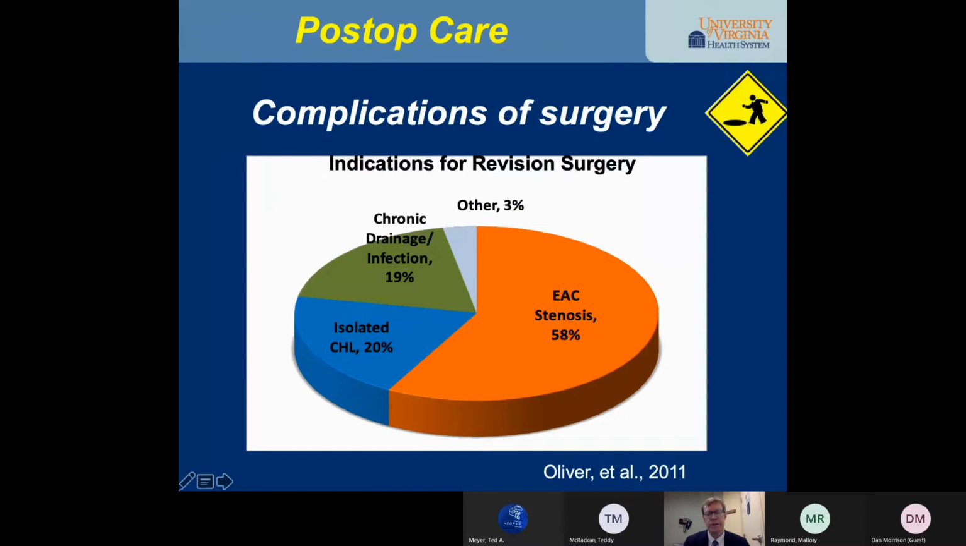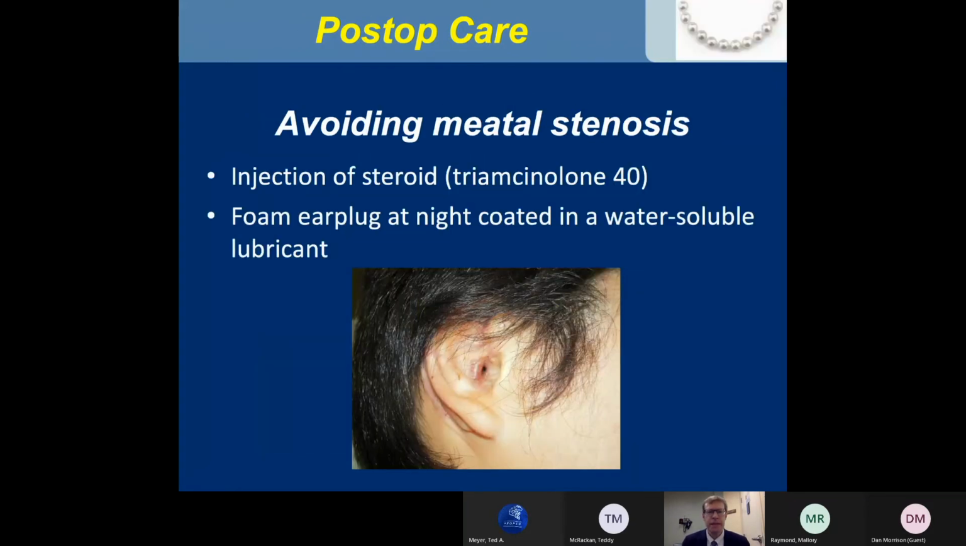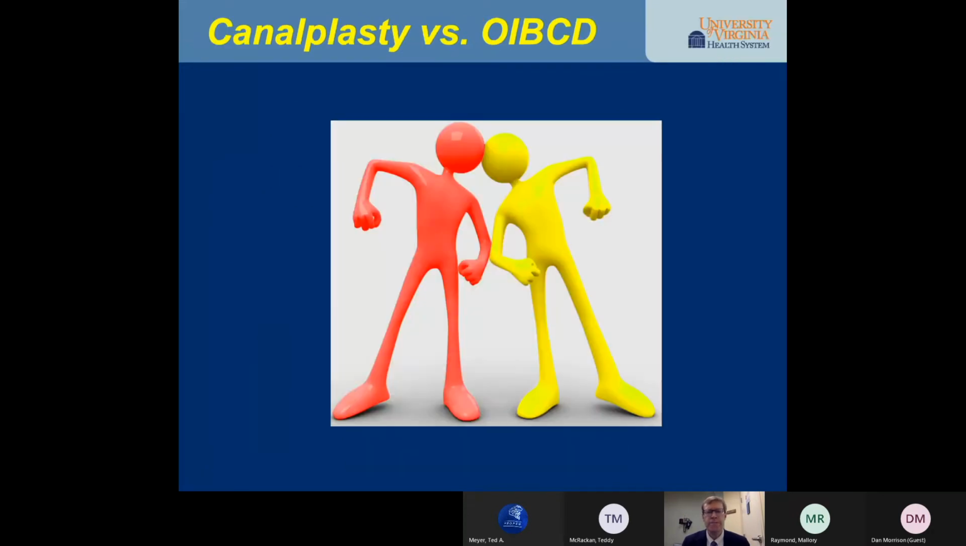Complications. Ear canal stenosis remains the most common complication, and I try to head that off at the pass. I will inject the meatal skin with Kenalog before we wake up the child. I'll inject it in the office. Sometimes I'll have parents put in a foam earplug at night for the first 3 to 6 months after surgery. Again, here's the injection of steroid, the foam earplug at night coated in a water-soluble lubricant.